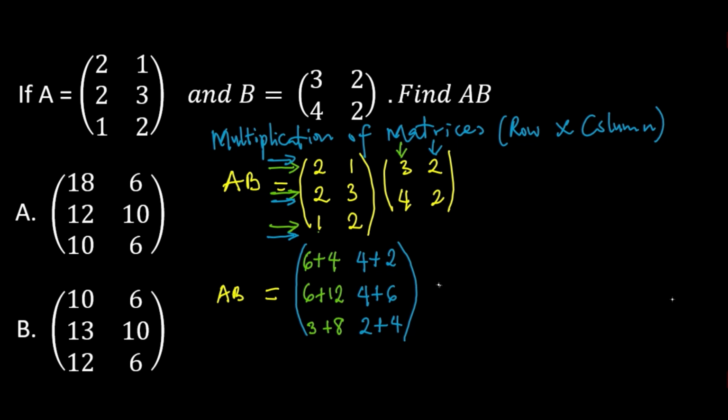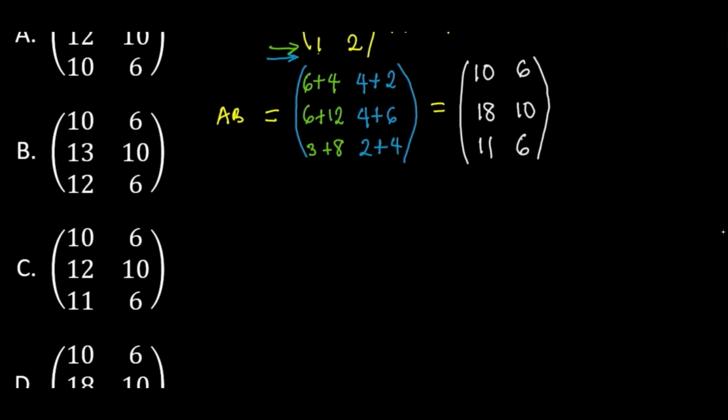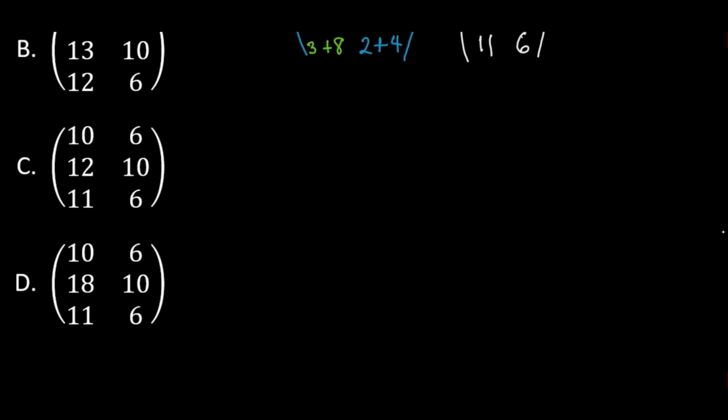Then we add them together to get all the elements there. So we have 6 plus 4 there. We have 10. And we add up the remaining. It gives us this. So our answer is option D.